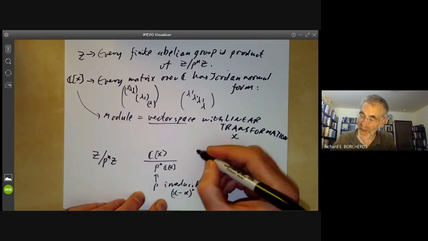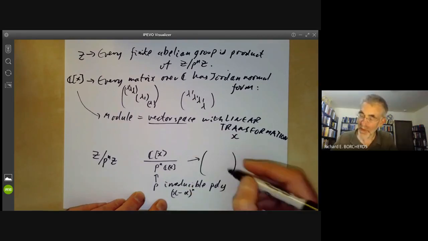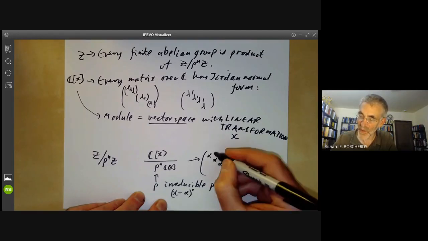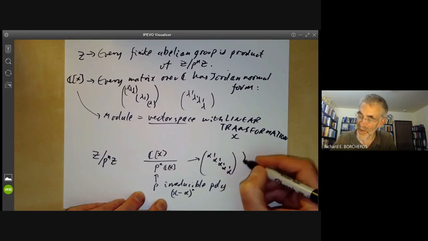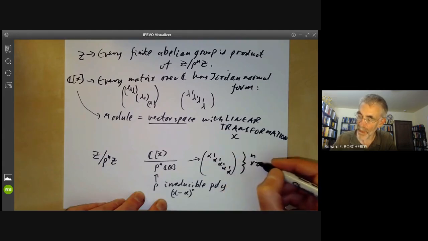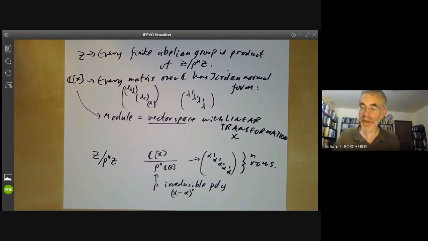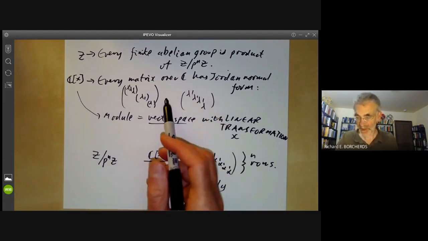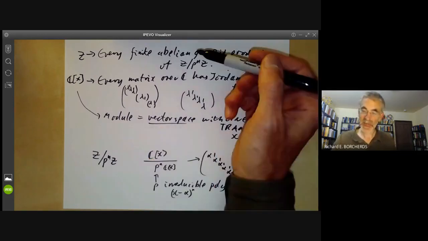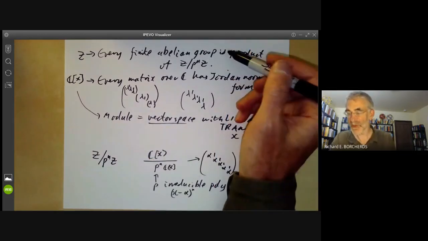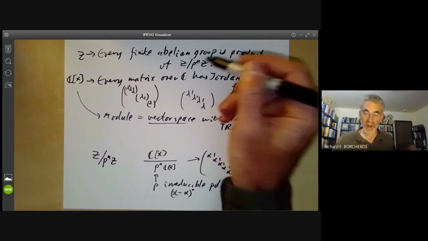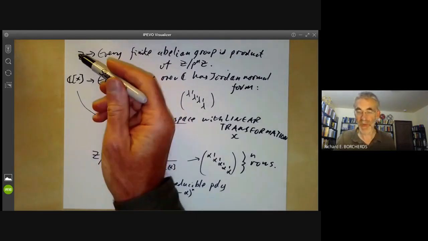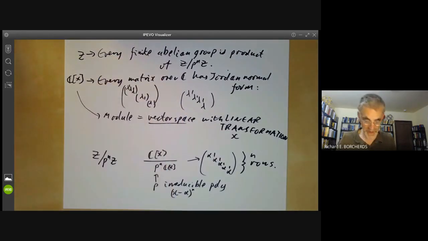It's not very difficult to show that if you do that, you can find a basis which looks like alpha, alpha, alpha, alpha, alpha, with ones above the diagonal, where there are n rows. So the Jordan decomposition of a complex matrix is almost exactly the same as writing a finite abelian group as a product of cyclic groups. The proof of these two theorems is almost identical. You just change the ring from the integers to the ring of polynomials.